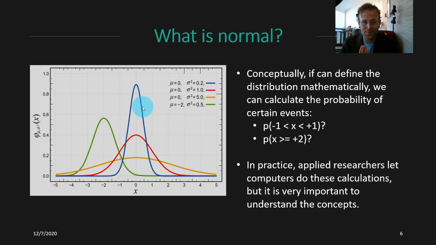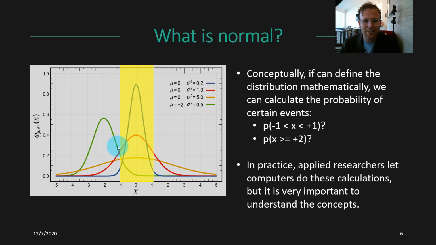Conceptually, this is where it gets really important, because if we can define the probability density function mathematically, we can calculate the probability of certain events. So for instance, on any of these four curves that we're looking at here, we could ask, what's the probability of getting an x between +1 and -1? And it's going to be a different probability in each case, right? For the blue curve, almost all of its density is between -1 and +1, whereas for the green curve, much less of its density falls between -1 and +1. So all of those probabilities are going to be different.